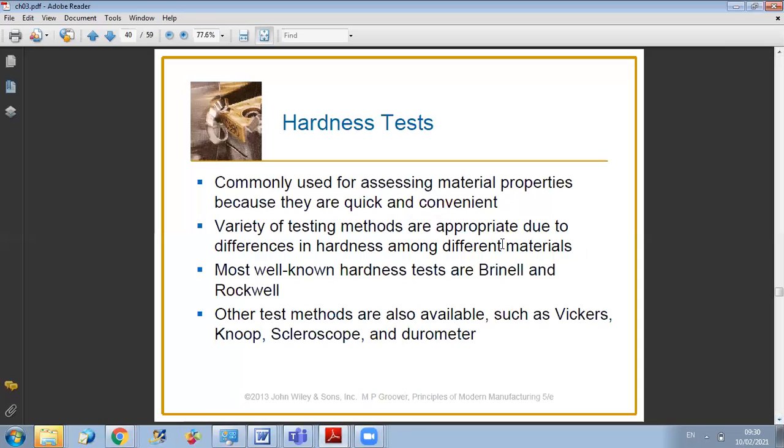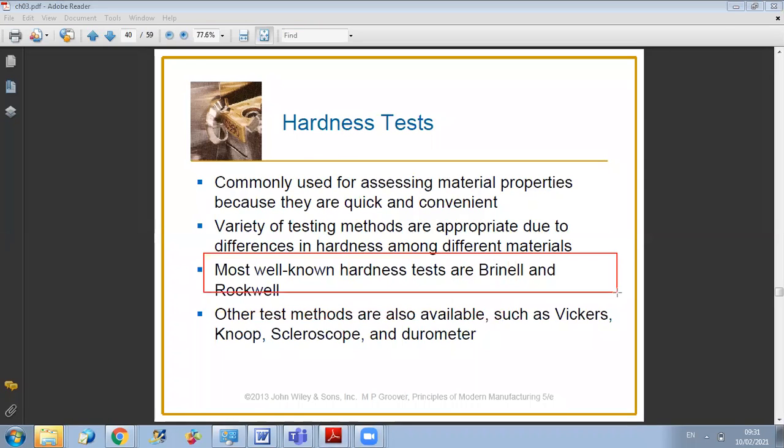Now, concerning hardness tests, we have several tests for hardness, and they are commonly used for assessing material properties because they are quick and convenient. We have a variety of testing methods that are appropriate due to differences in hardness among different materials. In this course, we will go over mainly the two most well-known hardness tests, which are Brinell and Rockwell. We have other methods such as Vickers, Knoop, scleroscope, and durometer, but you don't have to know the differences between them because we will mainly focus on the two most common, Brinell and Rockwell. Okay, so let us see how these tests are performed.